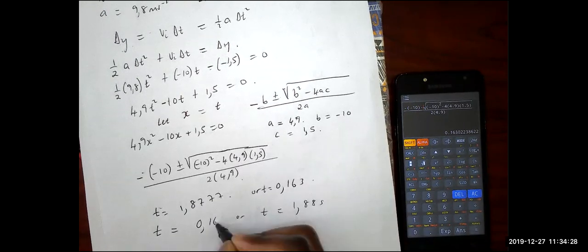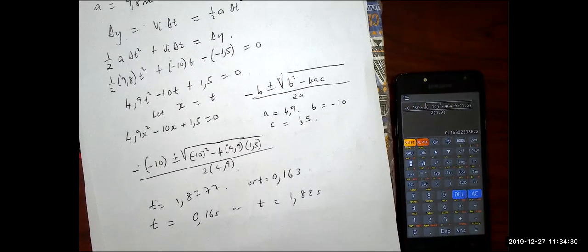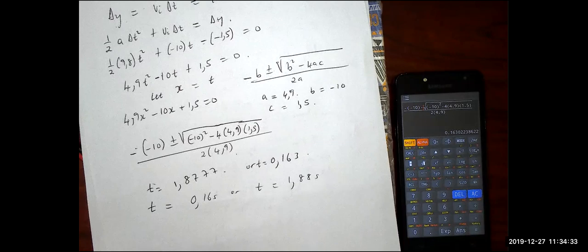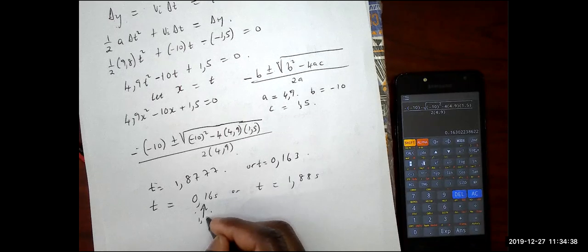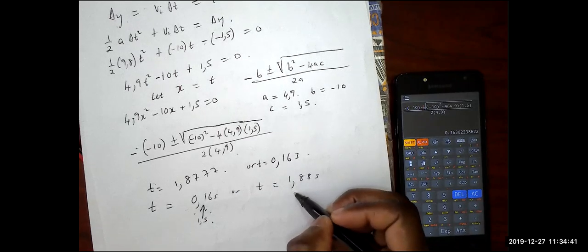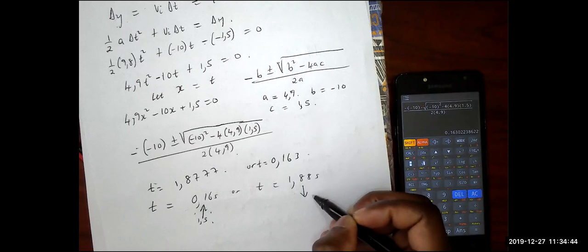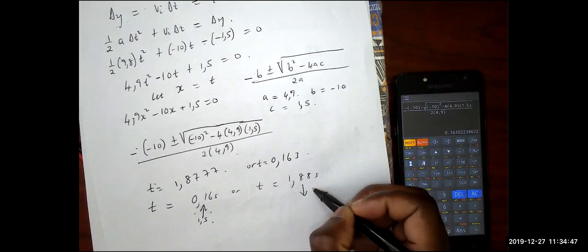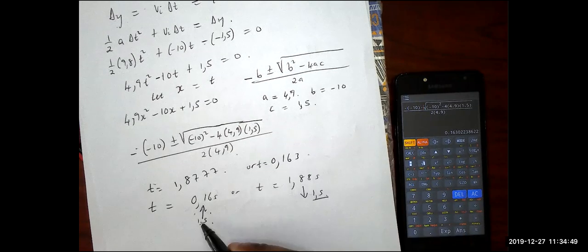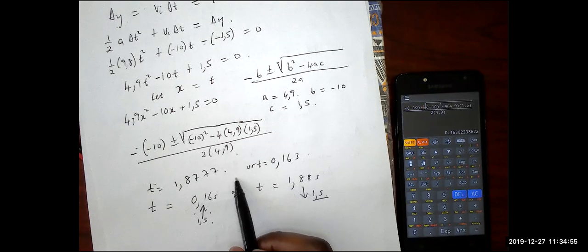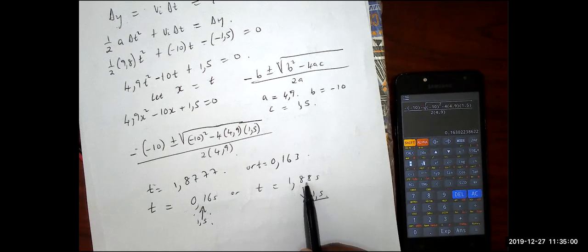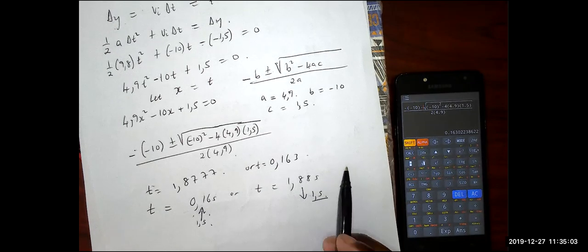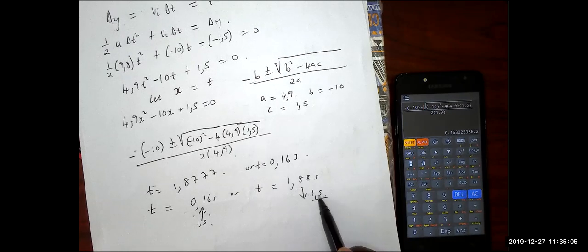Okay, so here it means that the ball will pass going up. When it's going up, it's at 1.5 meters. Then it will reach the same point when it's coming down, so it's also at 1.5. You can see there is 0.16. After that, it goes up, it reaches maximum height, then it comes down. Then after 1.8 seconds, after being thrown, it will actually reach the same point, 1.5.